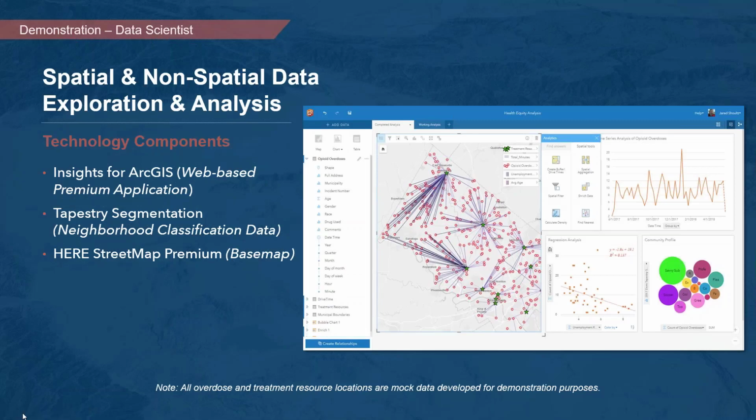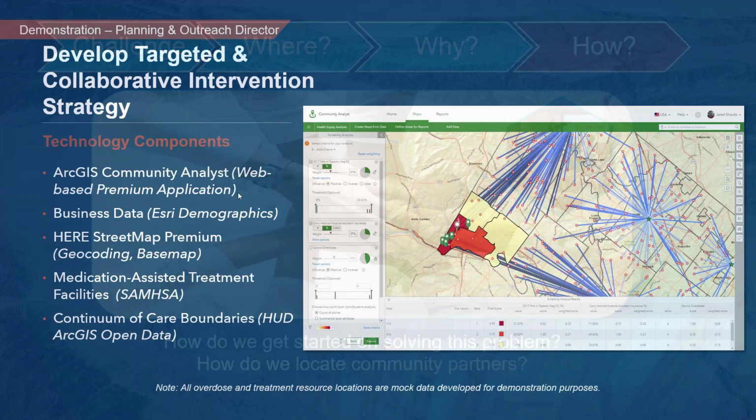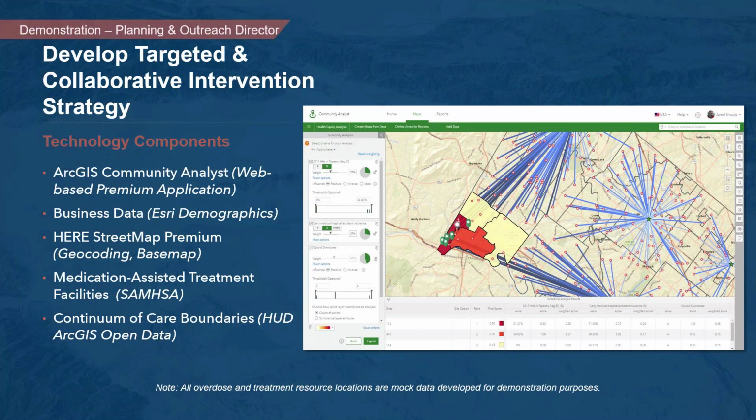All right, so let's get into my last demonstration here, which is the how. How do we get started on solving this problem? How do we locate community partners to be able to address this issue? So to get into that, I'm going to look at how maybe a planning director, an outreach director, educational director is going to use technology. And for this example, I'm going to use ArcGIS Community Analyst, which is another web-based premium app. Our business data, our street map data, and some data that I've pulled in from other providers, which is SAMHSA as well as HUD. And let's go ahead and get to that.